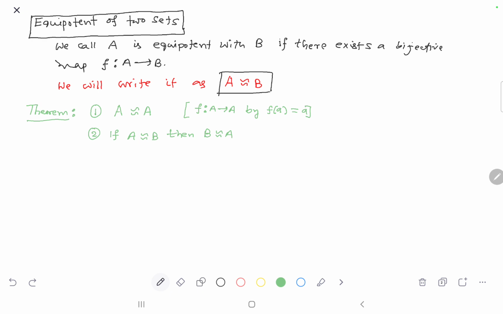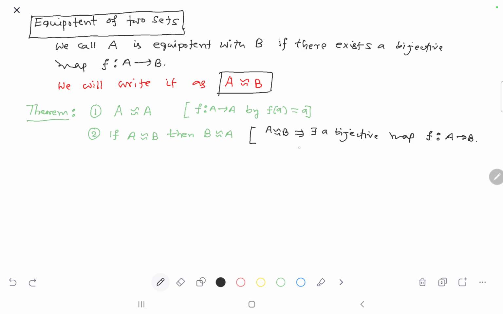So from A to B, you have a bijective map. Using that bijective map, you can construct a new bijective map from B to A. So what is the proof? Let me write here. A equipotent with B implies there exists a bijective map F from A to B. So we have a bijective map from A to B, right? We construct a new map from B to A, which is also bijective.